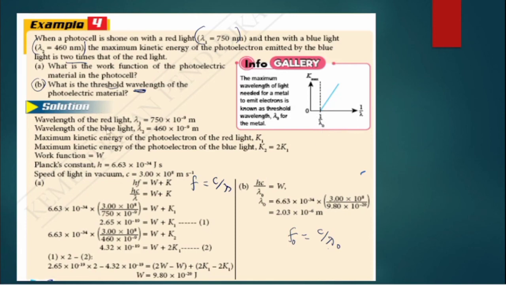The wavelength of the red light is lambda 1, and given lambda 2 for the blue. Let's say the maximum kinetic energy of the red light is K1, and for the blue light it is 2 times that of the red one, so K2 equals 2K1. The Planck constant is given. Let's say the work function symbol is W. The speed of light is also given, and h is given. From Einstein's photoelectric equation, energy of photon equals work function plus kinetic energy.